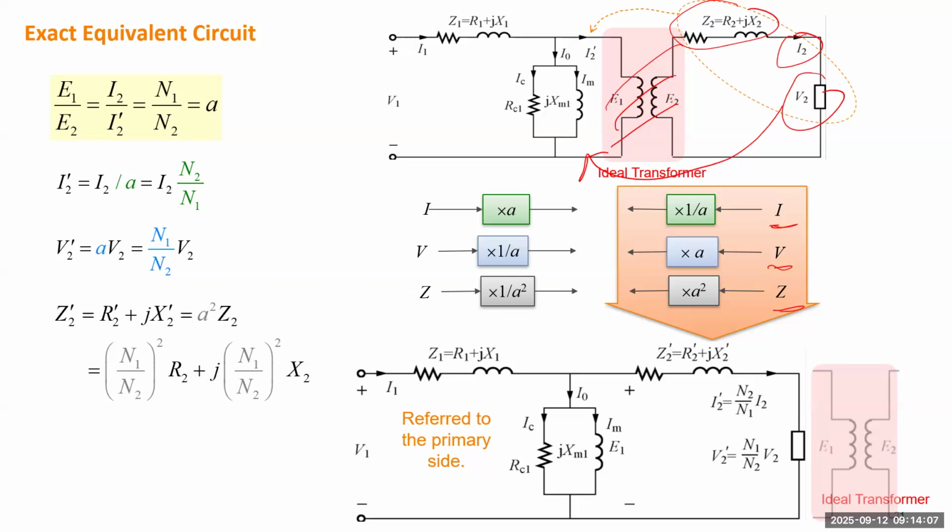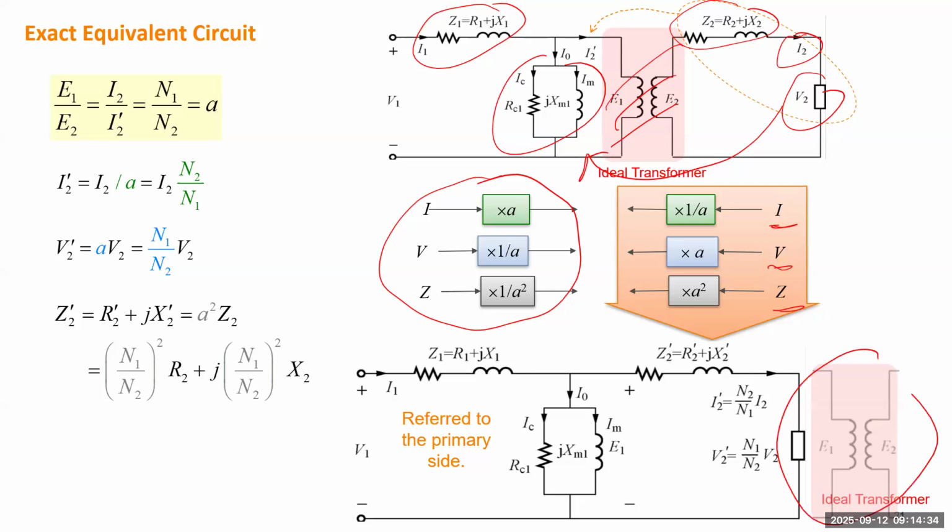We can also do a similar transformation from the primary side to the secondary side. Any branch, current, or voltage can be moved over to the secondary side, and you just need to multiply the current by A, divide the voltage by A, and divide the impedance by A squared. Either way gives you the same topology of the circuit, where you simply move the ideal transformer to one side of the entire circuit. But this circuit is still very complex, and we still want to simplify it further.